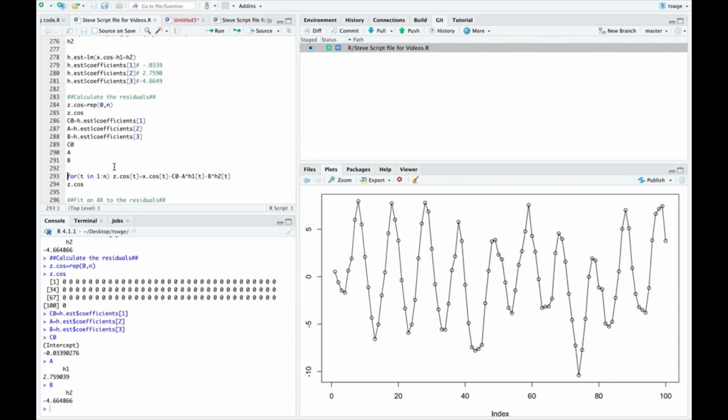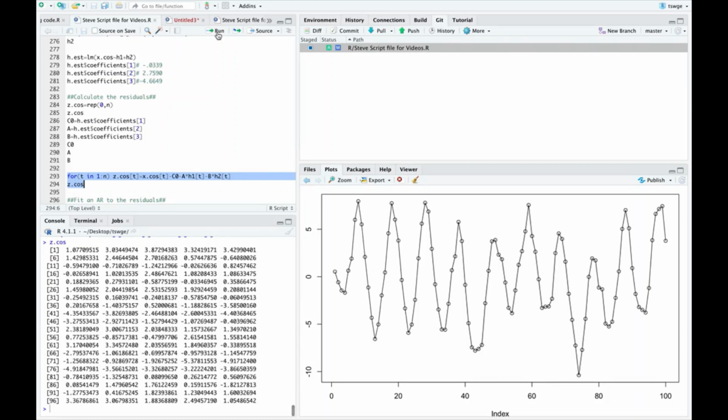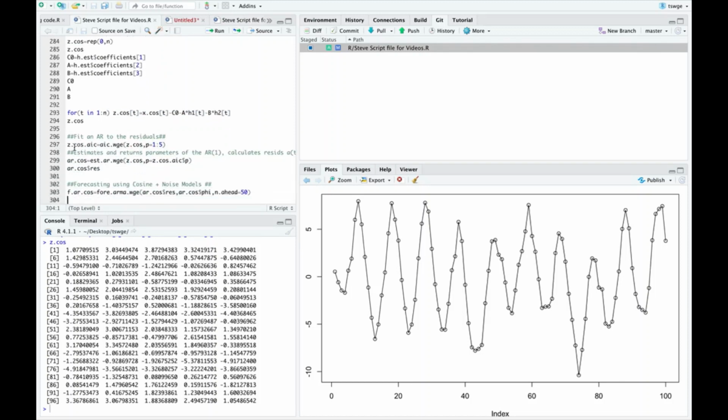And now we put all this together to get our residuals. So for t in 1 to n, z dot cosine t equals x cosine t minus c naught. So we're calculating the residuals. We're subtracting it out, one side minus the other, minus a times h1t minus b times h2t. So just algebra here. And we call that our error terms, z dot cosine. There they are. Now, as I said, just as we did in the line plus noise setting, we're going to fit an AR to those residuals.